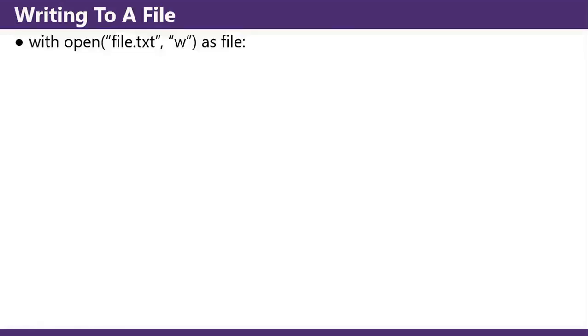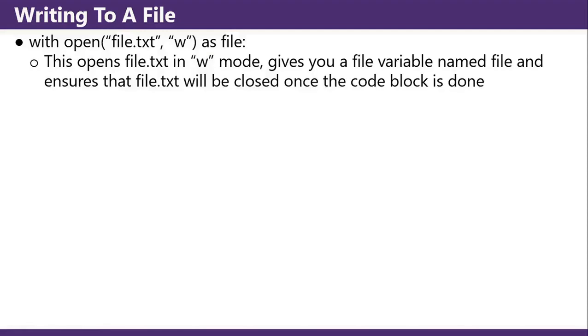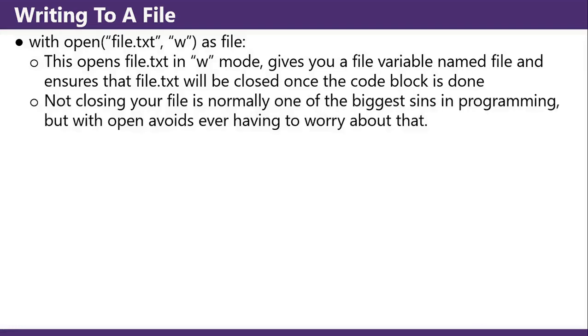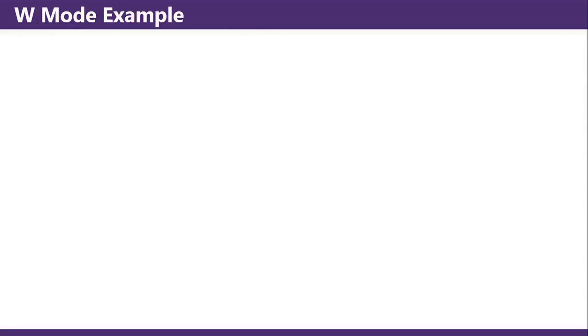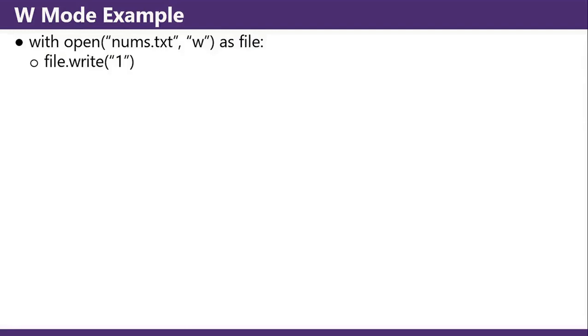Writing to a file. With open file.txt w as file. This opens file.txt in W or write mode, gives you a file variable named file, and ensures that file.txt will be closed once the code block is done. Not closing your file is normally one of the biggest sins in programming, but with open avoids ever having to worry about that.